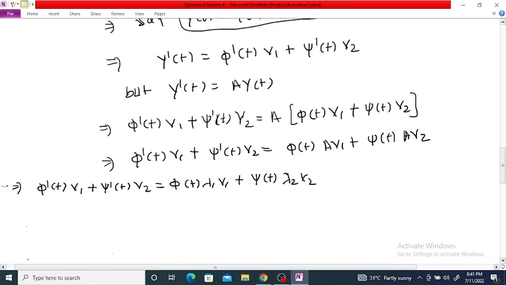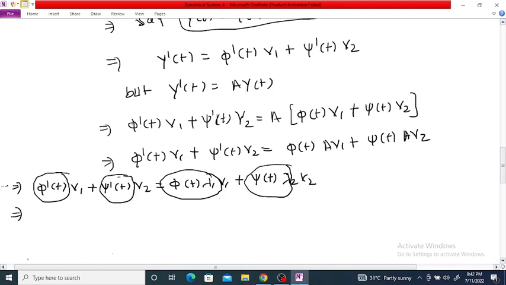Now if we equate the LHS and RHS here, this is the coefficient of v1, and this is the coefficient of v2. So if we equate, we get phi dash t is equal to phi of t lambda 1, and psi dash t is equal to psi of t lambda 2.